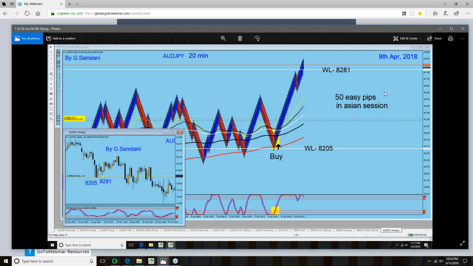Making this a small video at the end of the week, showing you the trades that we took using this Magic ID system. So let's get started.